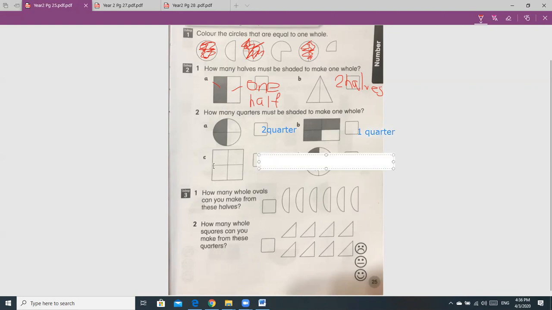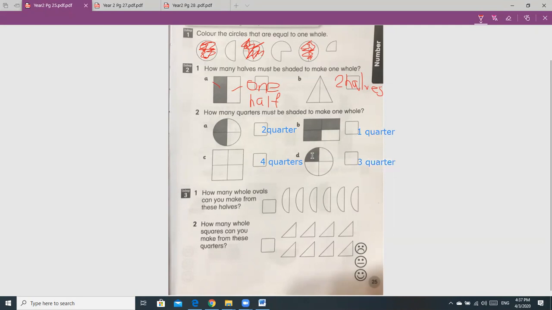Here, he didn't color anything for me, so I need to color how many to make a whole? 1, 2, 3, 4. I need to color 4 quarters. 4 quarters to make a whole. Here, I need to color how many? 3 quarters. Excellent. 3 quarters to make a whole.